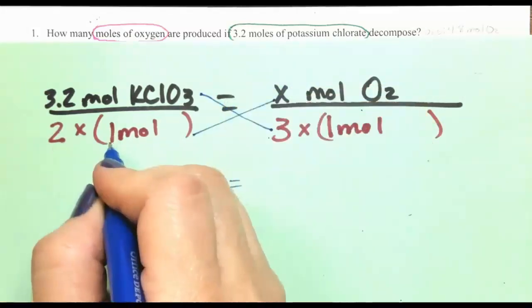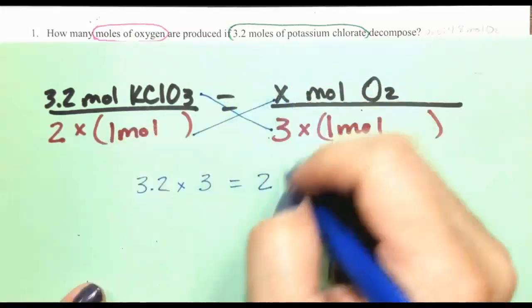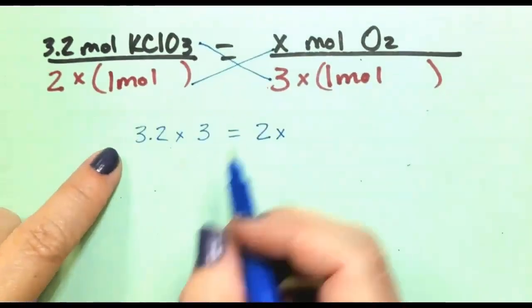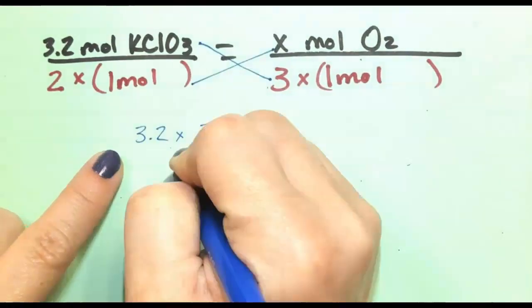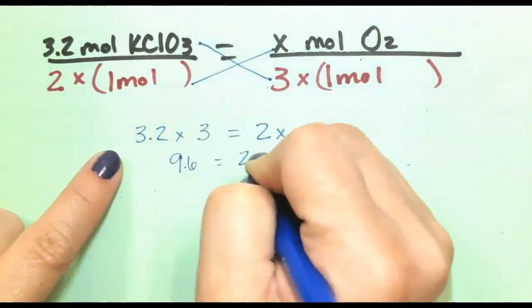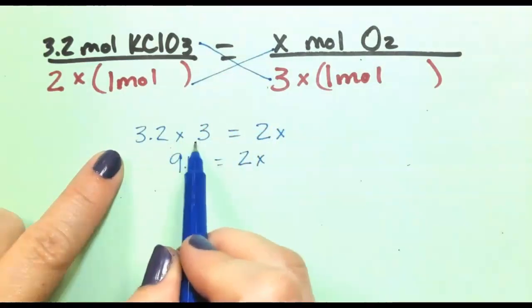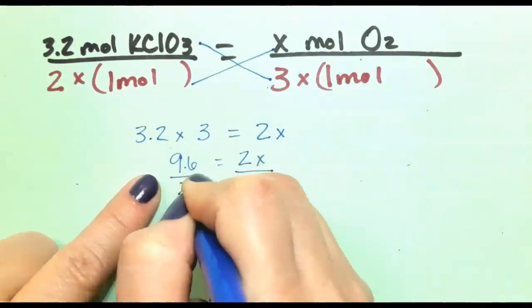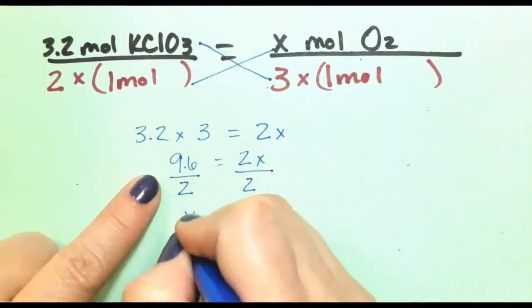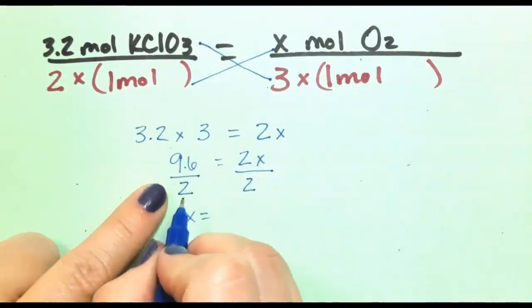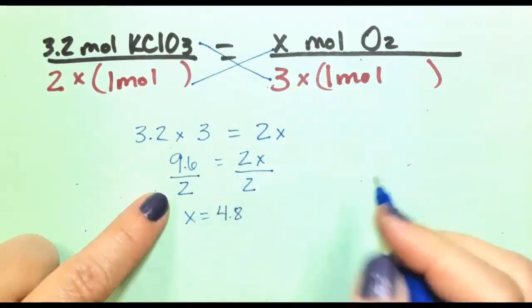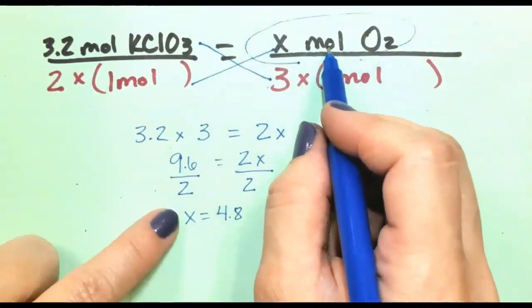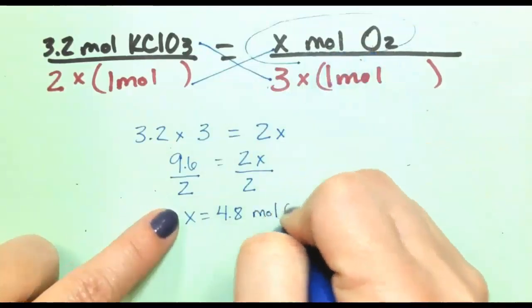2 times 1 is 2. And then 2 times x is 2x. And so now we can solve this proportion. 3 times 3.2 is 9.6 equals 2x. So we just simplified these by multiplying them. Now I'm going to solve for x by dividing both sides by 2. And then that's going to give us x is equal to 9.6 divided by 2, which is 4.8. Remember, that is of this right here. That's our unknown. So it's 4.8 moles of oxygen.